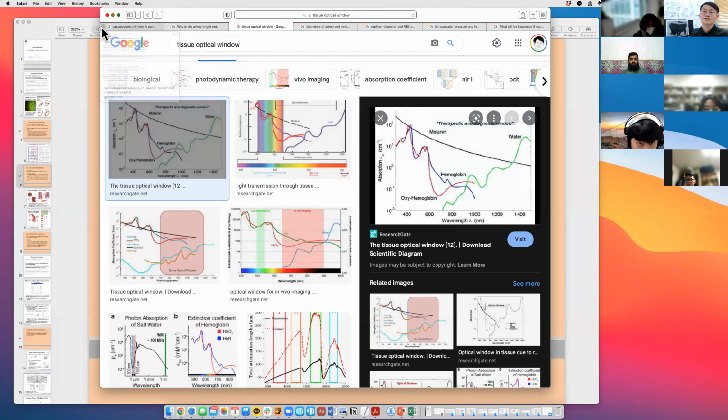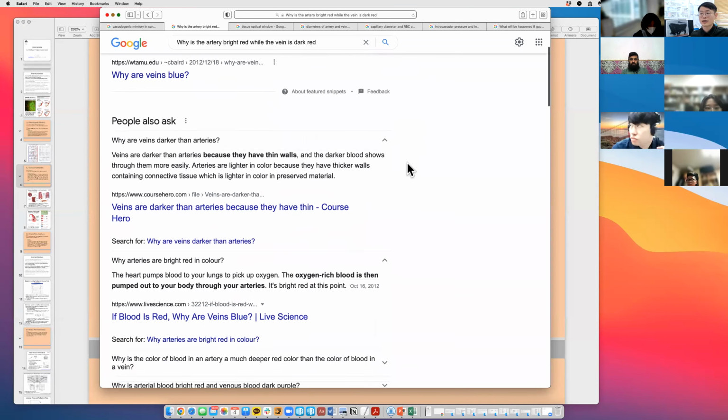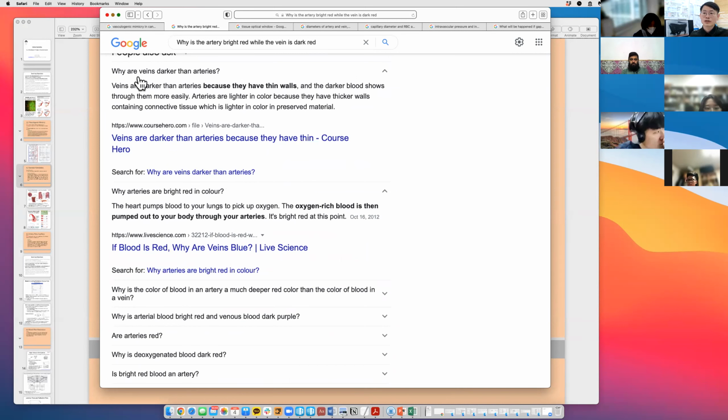This is something I haven't found a very clear answer to, but it is interesting. So here's one answer: blood is bright red, and in the vein, because there's no oxygen, blood is darker. That's what we saw from the spectral point of view. And there's another interesting point about why veins are darker. Let me tell you, even if it's on Google, it doesn't mean it's always true, so you have to be critical.